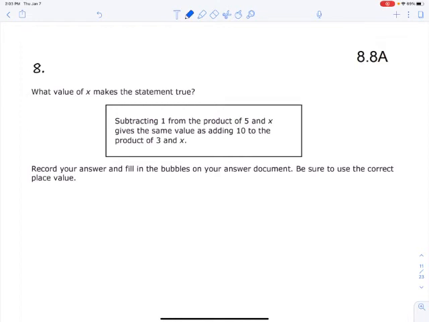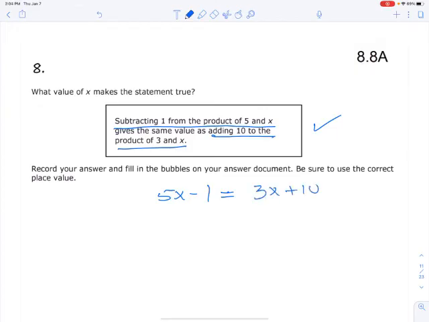Okay, so in this one, what we're doing is we've got to, 1, translate this problem into an equation and then solve it. So where it says I'm going to subtract 1 from the product of 5 and X, that tells me it's going to be 5X, not plus, excuse me, 5X minus 1. And we know that it's going to be the same value as adding 10 to the product of 3 and x. So that's going to be 3x plus 10.